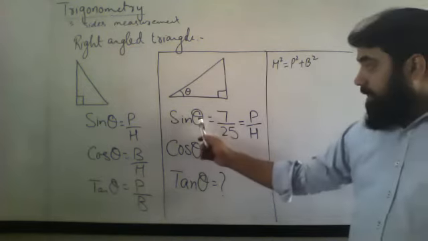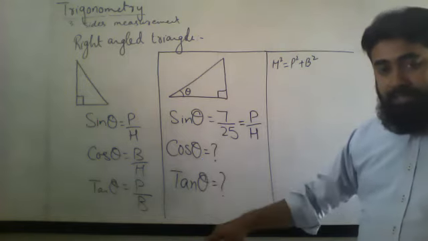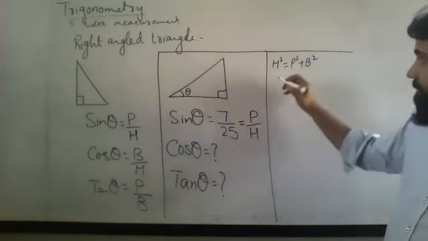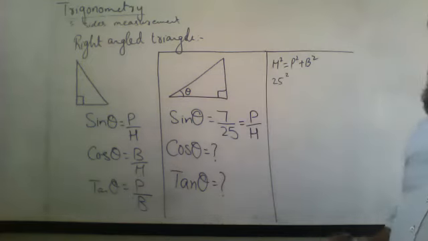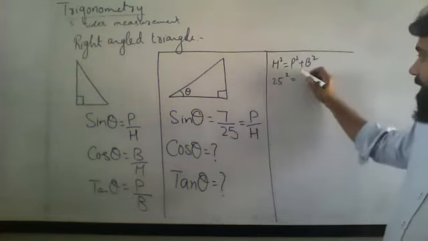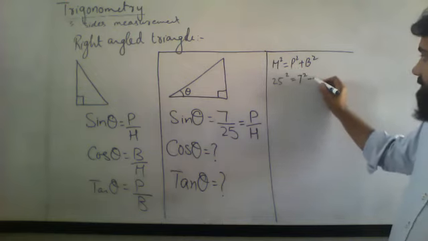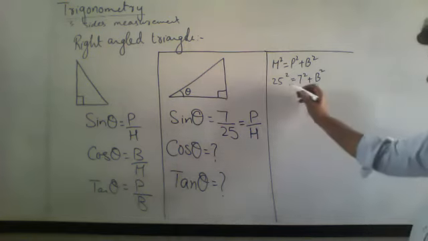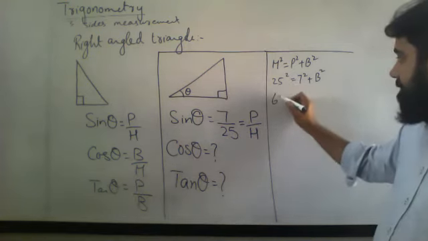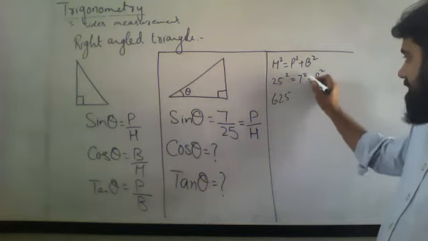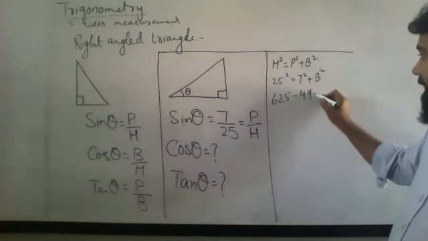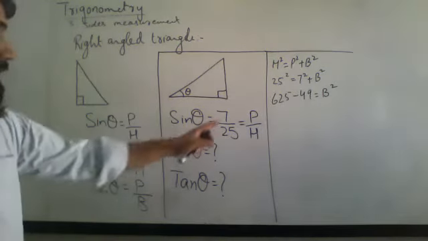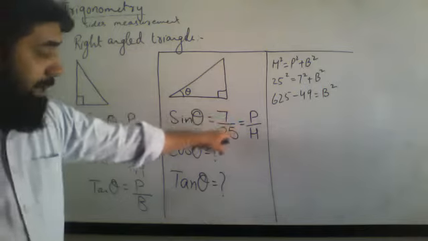I'm not going to find the value of theta, putting it over here and then simplifying it. No, I will be doing it without using a calculator. So hypotenuse is given as 25 square. Perpendicular is 7 square, and base is not given, I have to find it. So 25 square will become 625, 7 square will be 49, and I have written b square over here. Simply I have applied the Pythagoras theorem.